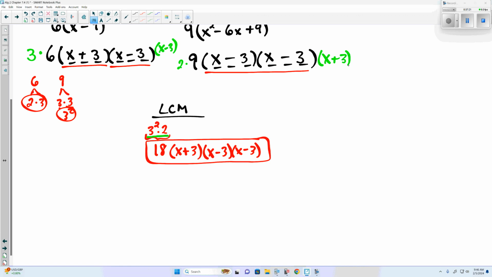Questions on this here? Because this here is the key to solving, adding and subtracting in our complex fractions.